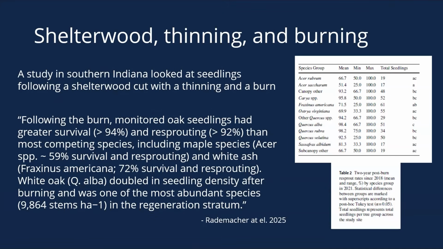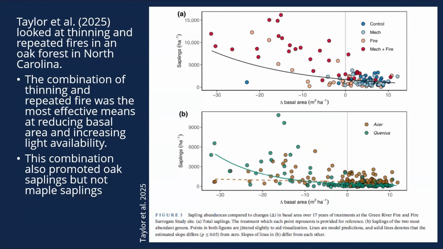This is a Southern Indiana study that found that following the burn in this site, they did a shelterwood and a thinning and a burn. So they combined everything. Oak seedlings had greater survival and sprouting than all the other competing species. In fact, it said white oak doubled in seedling density after the burning and was one of the most abundant species in that environment. This other study by Taylor again found that the combination of mechanical thinning and fire was the best at reducing the basal area and opening up light and getting more saplings on the ground.